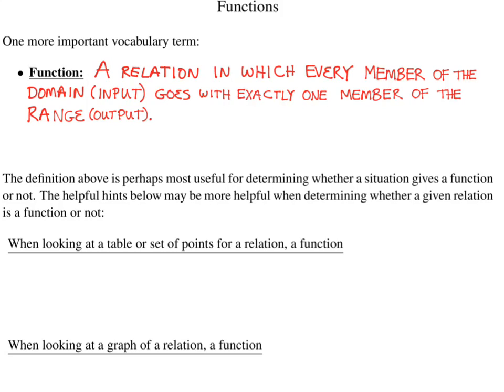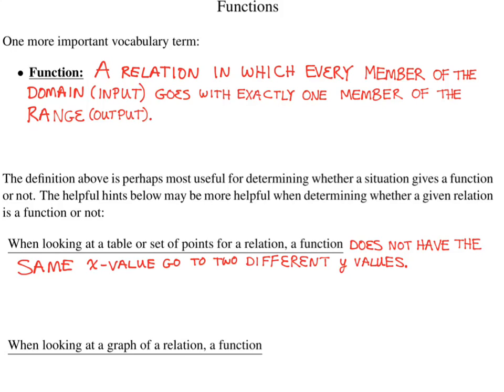Now that's a great definition. And later when we start talking about story situations, that might totally be a great idea to go back to. But the truth is, when you're doing a table, or you're doing a set of points, or you're looking at a graph, while that definition is true, it might not be the easiest way to think about it. So I have these hints for you for those situations. The first hint is this. If you're looking at a table, a function does not have the same x value go to 2 different y values. So if you see the same x value listed twice, but it goes to different y values, it is not a function.